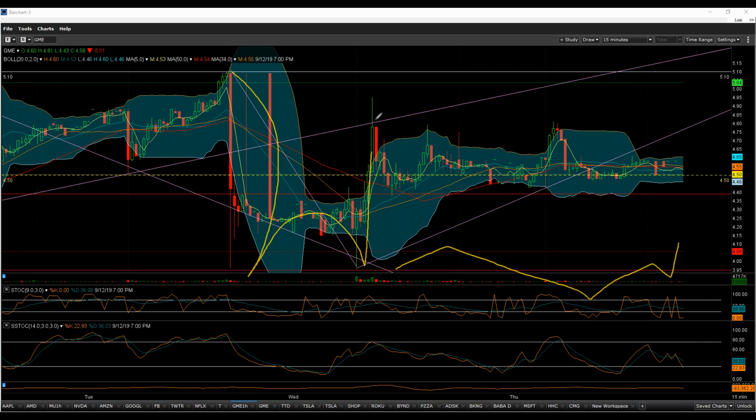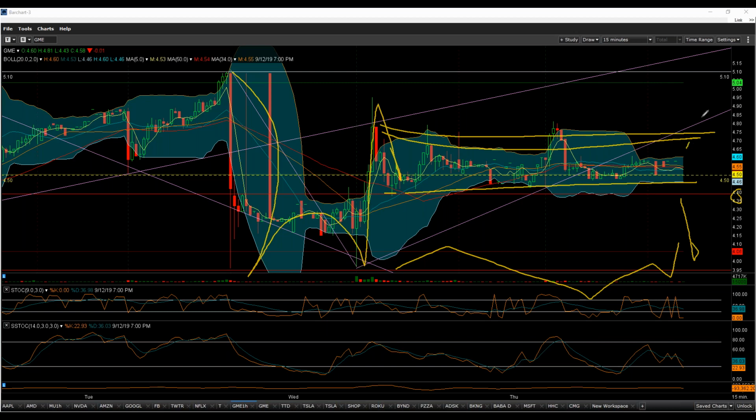Double bottom. Boom, straight up. As an active trader, I made money on that move. And now it's moving sideways. As long as the stock is holding 4.40, 4.35, if it breaks that, it's going to go to 4. But as long as it's holding that, I expect the stock to break out towards 5.